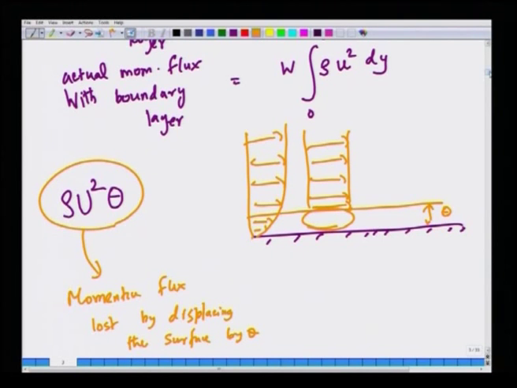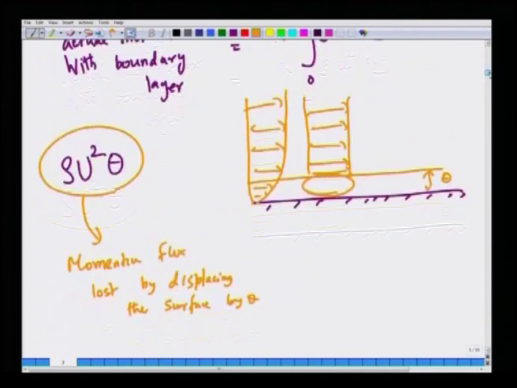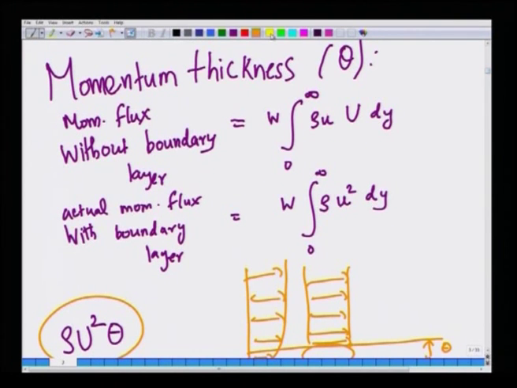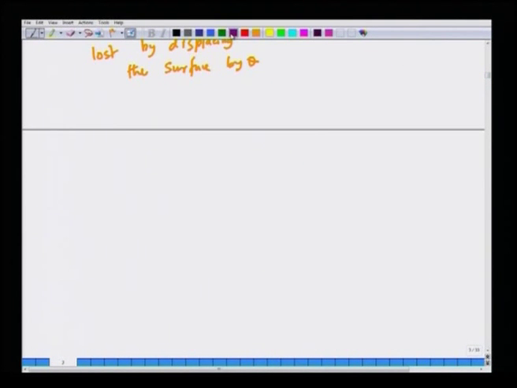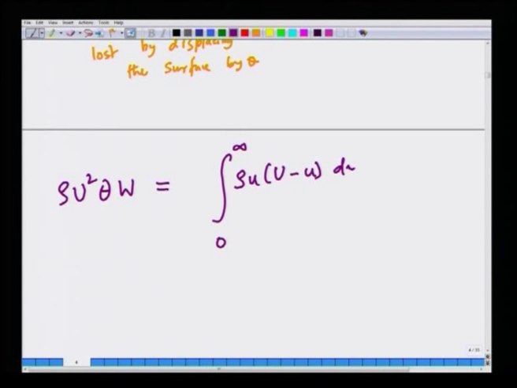Okay. And that must be equal to the difference between the momentum flux without the boundary layer, and this is the momentum deficit, because this is assumed without the boundary layer, this is assumed with the boundary layer. So, by equating the two, we will get rho u squared theta w. This is the momentum deficit by lifting the plate, displacing the plate or the rigid surface by an amount, and this is nothing but rho times u times capital U minus small u dy.